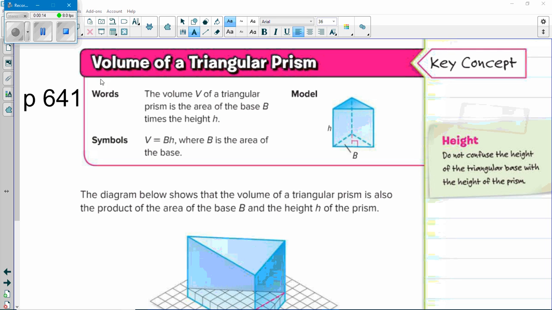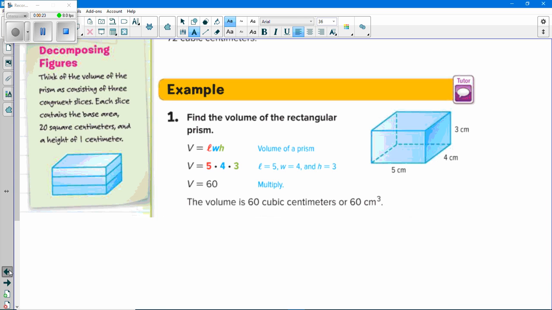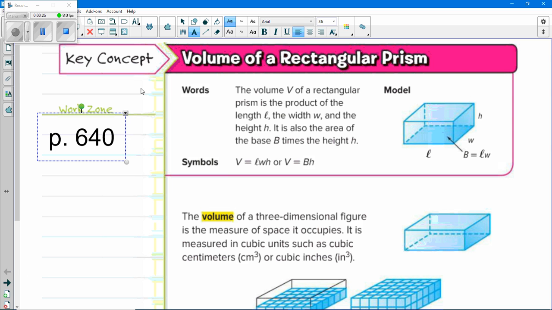We're going to go to page 641 in our books, and we're going to explore volume of prisms. Oops, I'm on the wrong page, not triangular. Let me go back a couple pages. Here we go. Page 640, excuse me. Open to 640. Start with rectangular prisms.